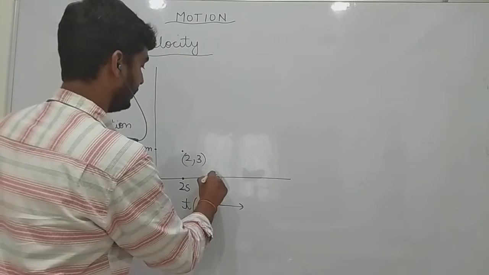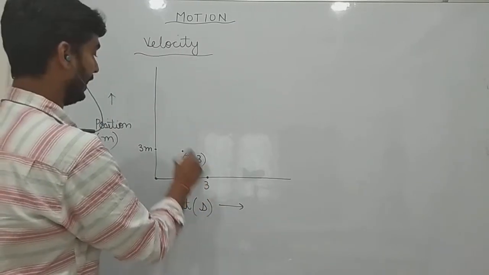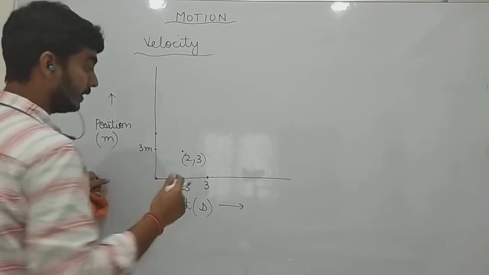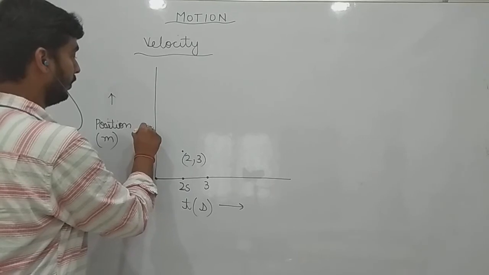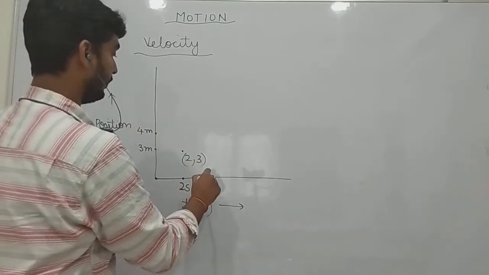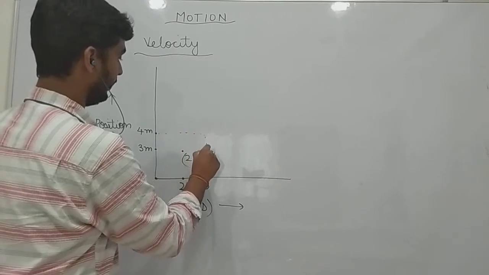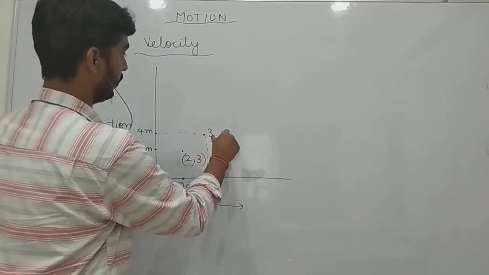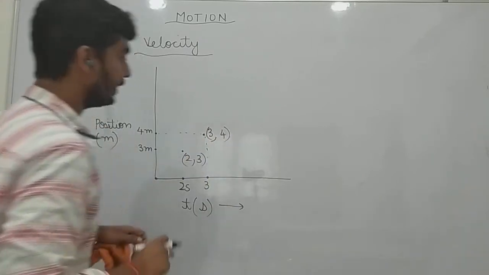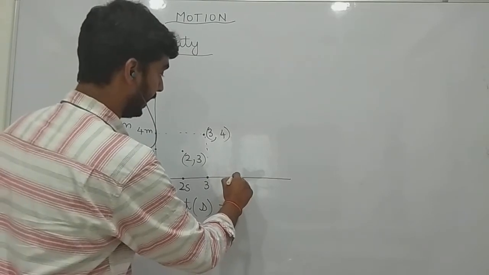Similarly, at time t equal to 3 seconds, when the time in my stopwatch is 3 seconds, the position of the object is 4 meters. So what will be the coordinate of this point on the position time graph? It will be (3, 4). First we write the x coordinate, then the y coordinate.